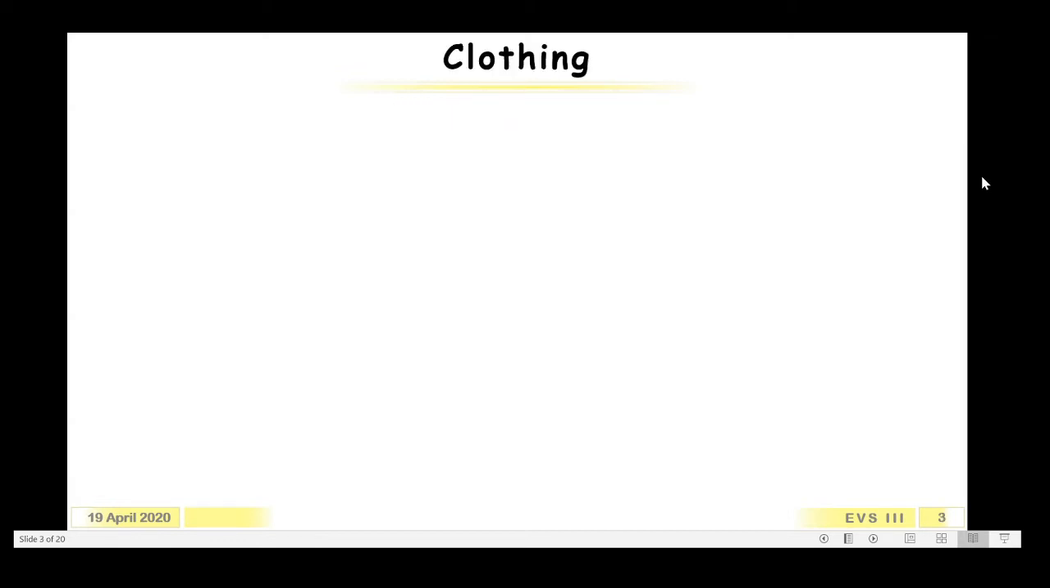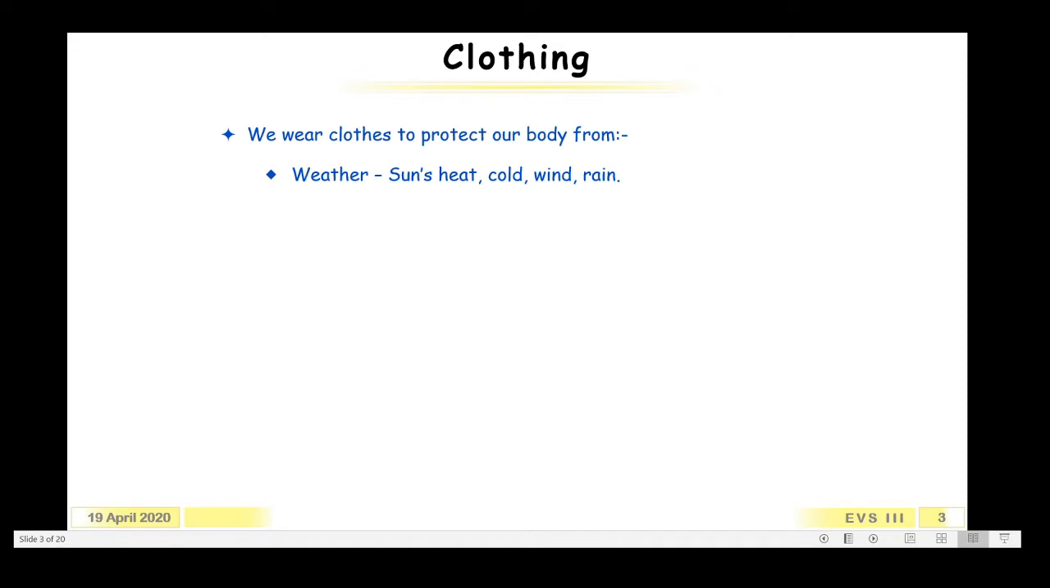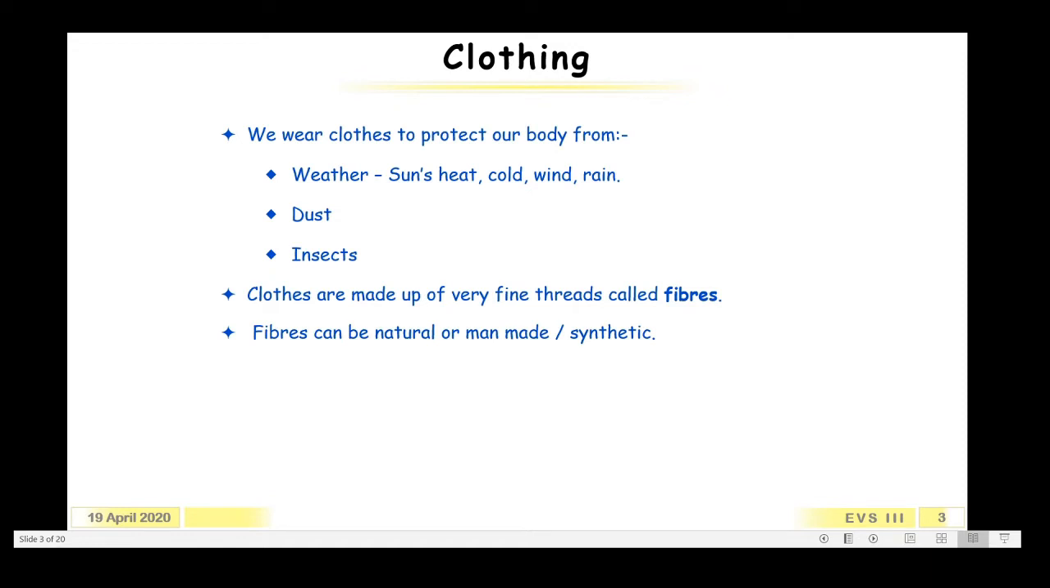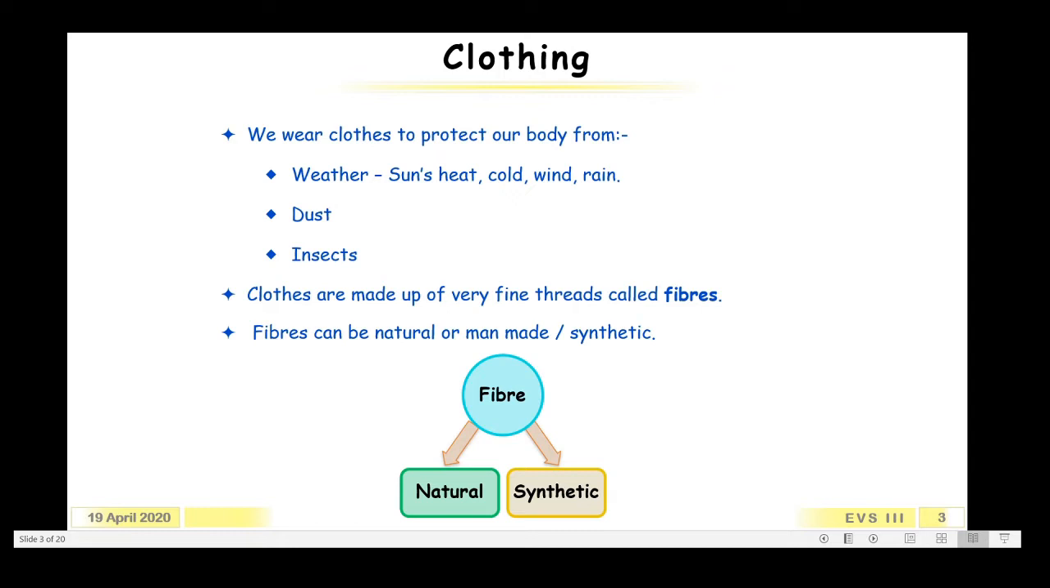Now let us know why we wear clothes. So we wear clothes to protect our body from weather, sun's heat, cold, wind, rain, and also from dust and insects, right? Clothes are made up of very fine threads called fibers, and fibers can be natural or man-made, and man-made fibers are also called synthetic fibers. So first we will take up the natural fibers.